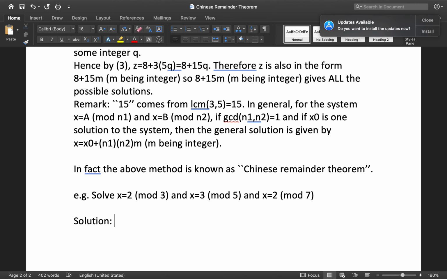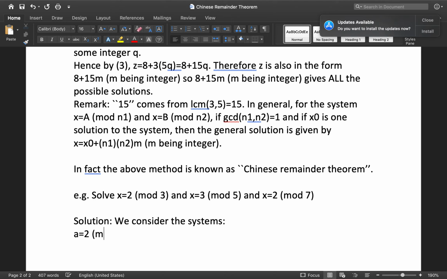Okay, so this is the solution. Now actually, even though we have three equations, the method is very similar to the case when we have two equations. So here we consider the system. Instead of solving for x, we try to solve for three other variables, namely a, b, and c. So a, small letter a.